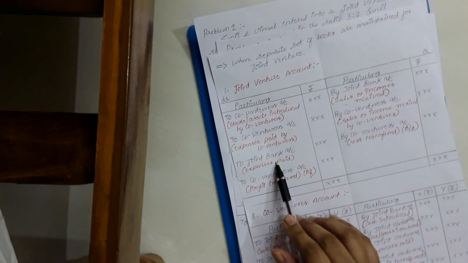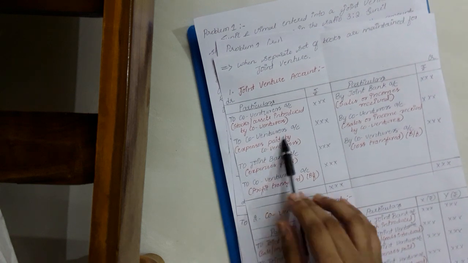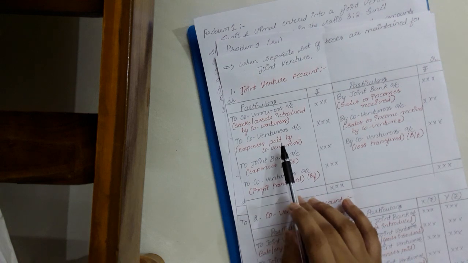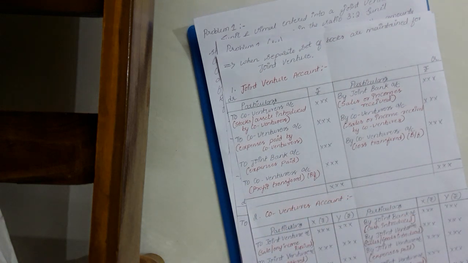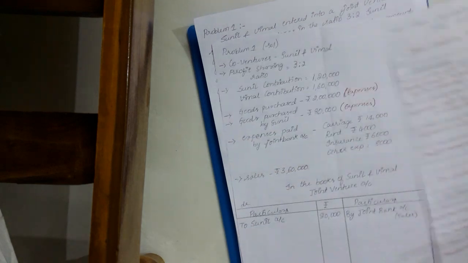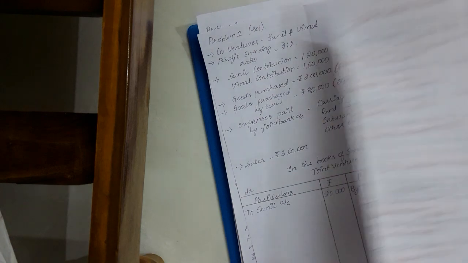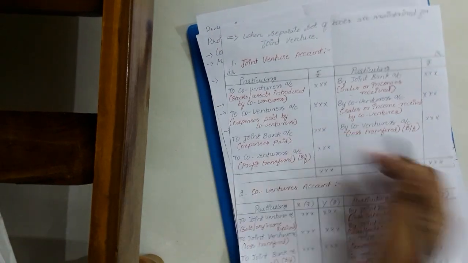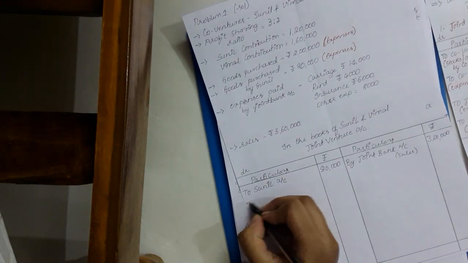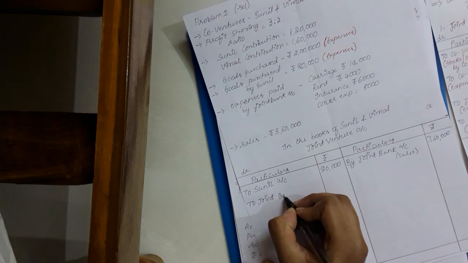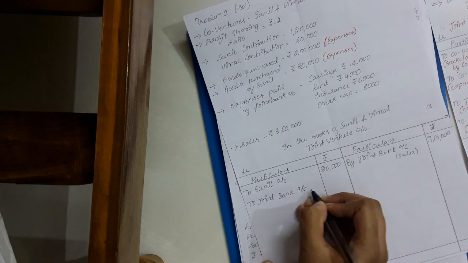But one more thing you are supposed to think: no co-venturers, so this is no co-venturers account. Any co-venturer has not paid expenses from his own pocket, but they have paid the expenses by the joint bank account. So see here, expenses have been paid by the joint bank account. So I'll be writing to joint bank account. So here the expenses are paid through the bank account, so we need to enter over here to joint bank account.